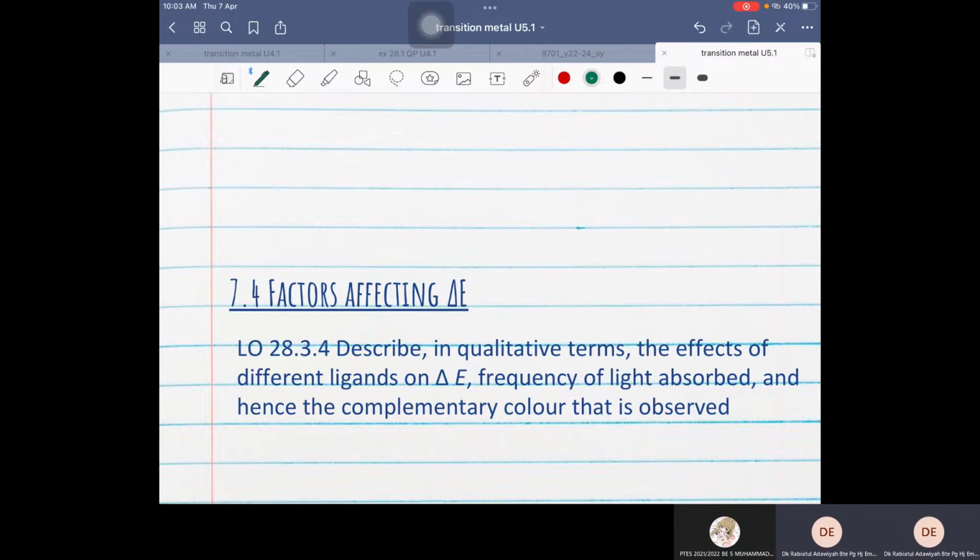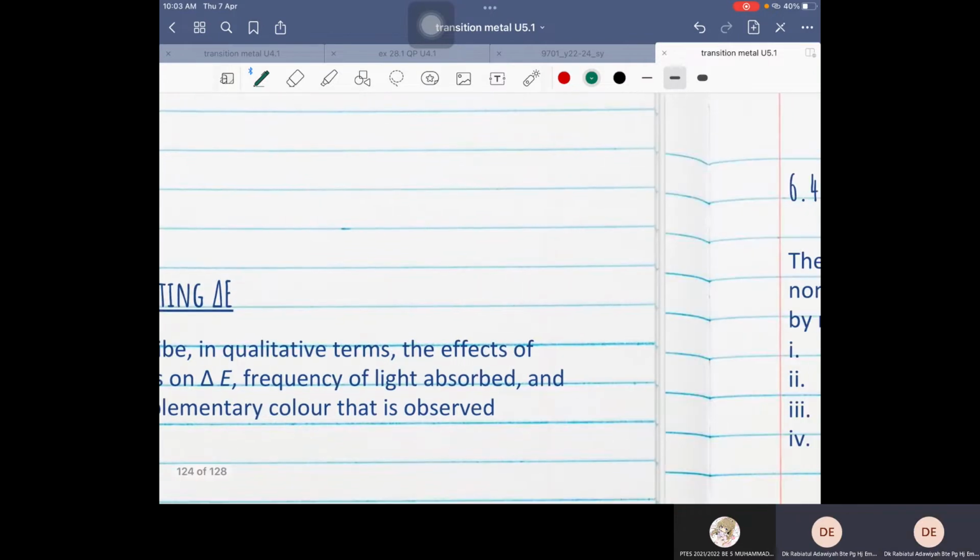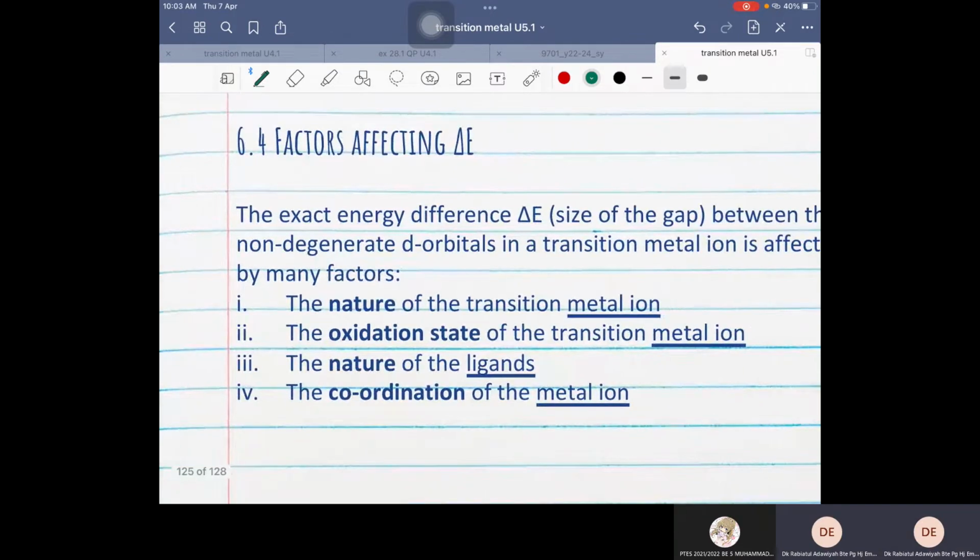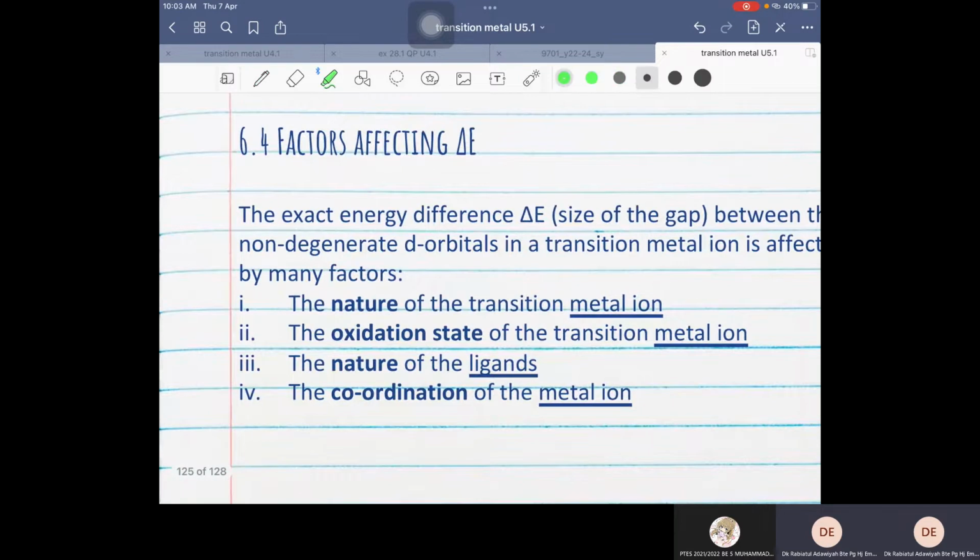So if you change ligands, the frequency of light absorbed will also be changed, and hence the complementary color will also be different. Right, so I will just talk about these factors affecting delta E, but the one that we're interested in is actually just the type of ligands.